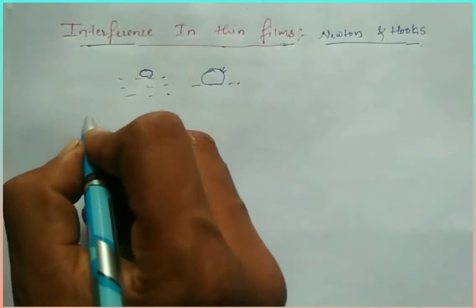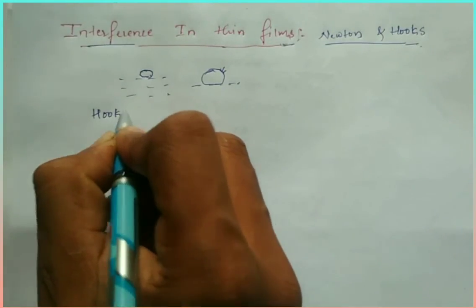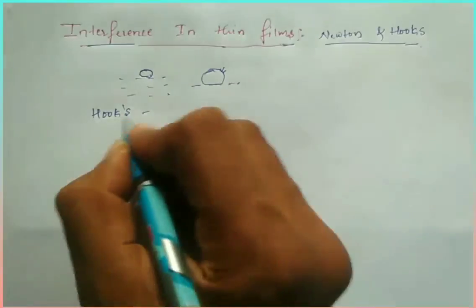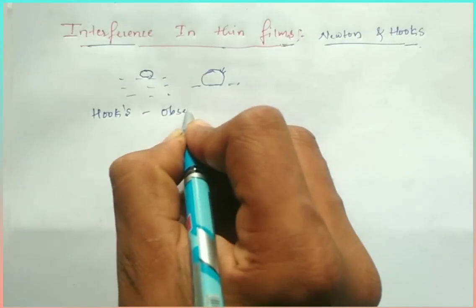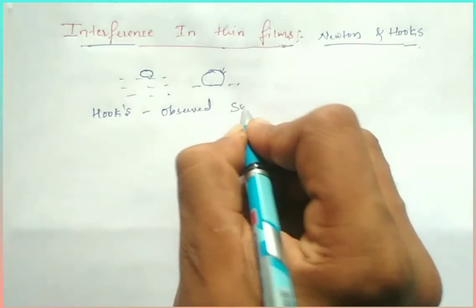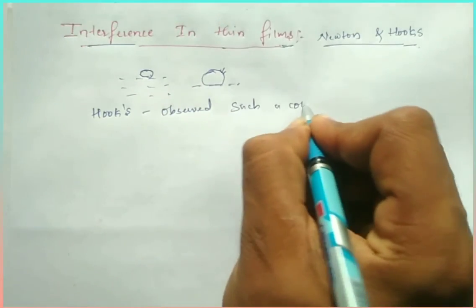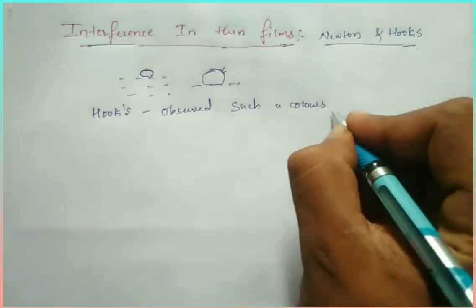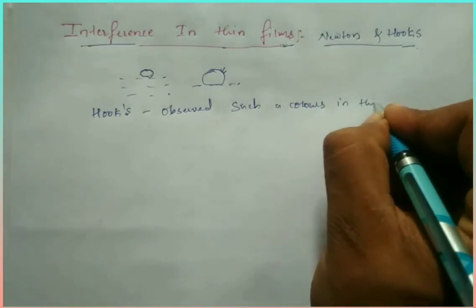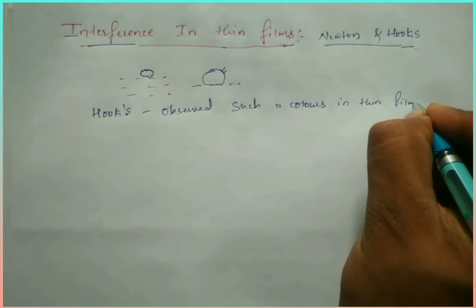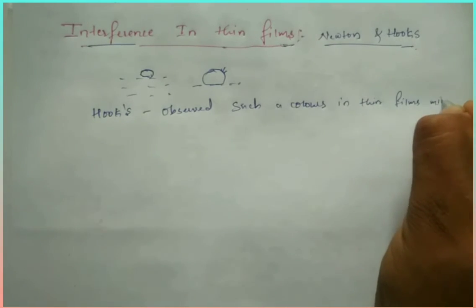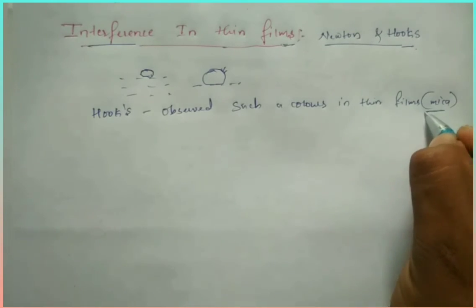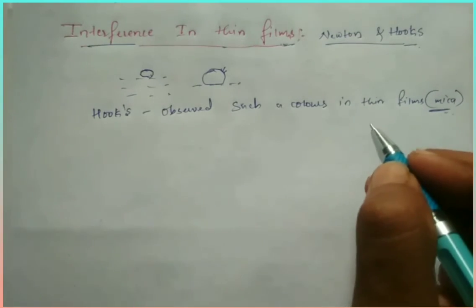Of these two scientists, mainly Hooke observed such colors in thin films like mica. Mica is a substance or material made up of a glass.